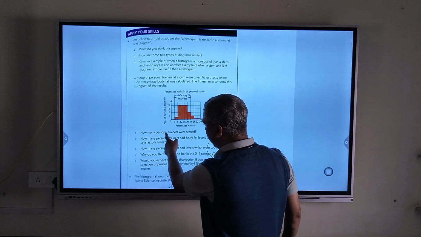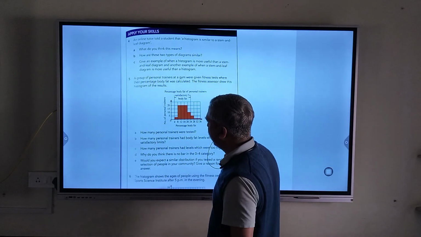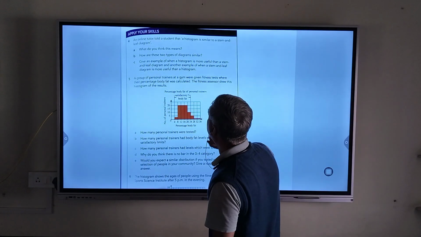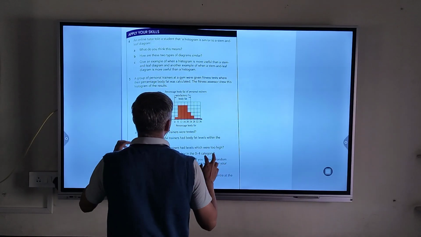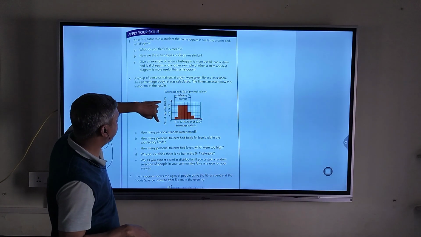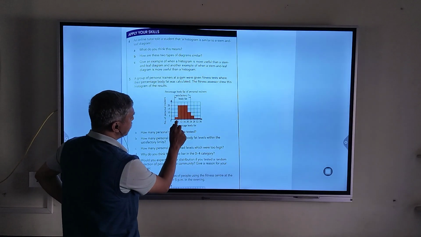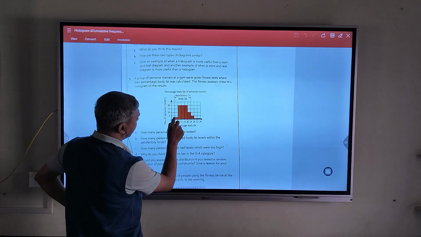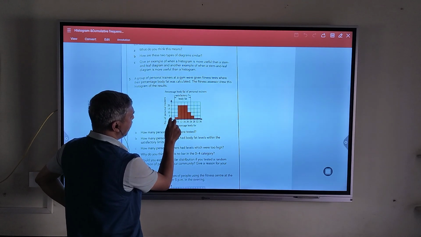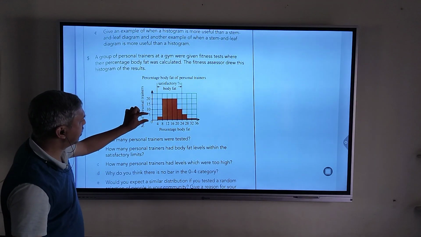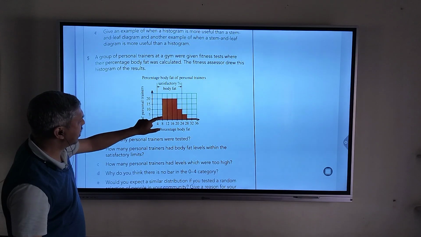How many personal trainers were tested? Percentage body fat is on one axis, and the number of personal trainers on the other. The 4 to 8 bar is, I think, 3. It is slightly above the halfway mark. The halfway mark between 0 and 5 will be 2.5, so it is slightly more, 3.